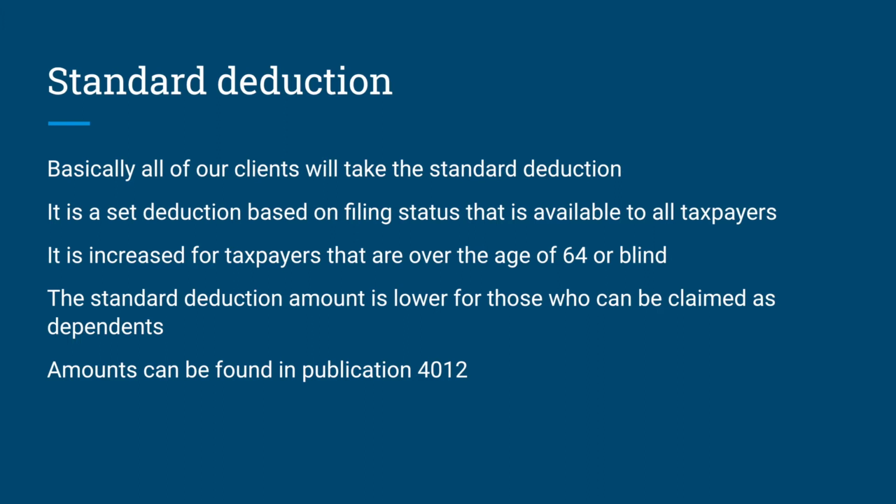And the standard deduction amount is lower for those who can be claimed as dependents, and we're not going to talk about what the deduction amounts are for dependents in this lecture, but you can find them in publication 4012. And so really what you need to remember about the standard deduction is that it is a predetermined deduction based on an individual's filing status and a few other life factors that is available to all taxpayers to take rather than itemizing their deductions, which we are going to talk about later.